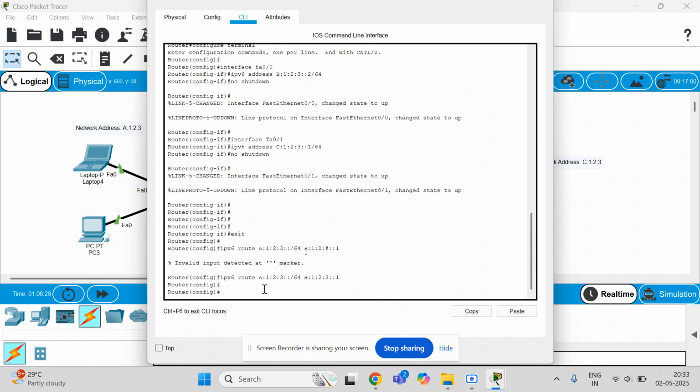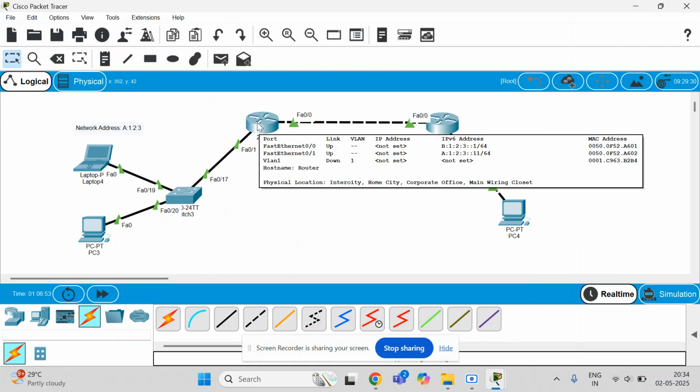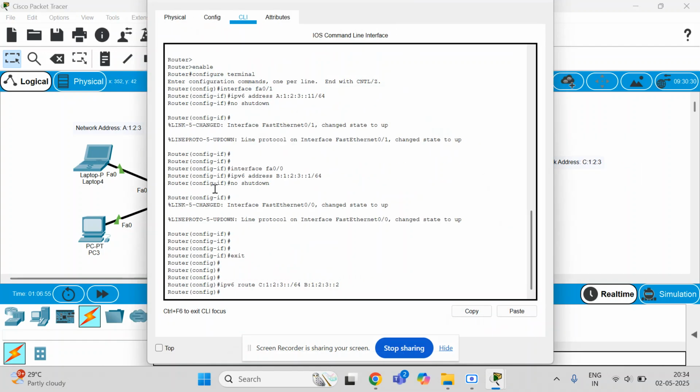IPv6 route, one command is missing. That command is ipv6 unicast-routing, that is missing. Okay. By this we have troubleshot the whole network. In this way you can troubleshoot. Now this is the error, so we have to use ipv6 unicast-routing to enable IPv6 routing on both the routers.